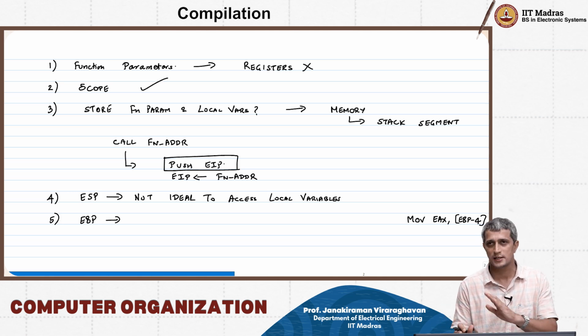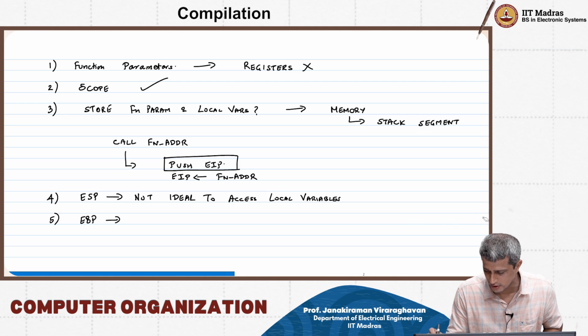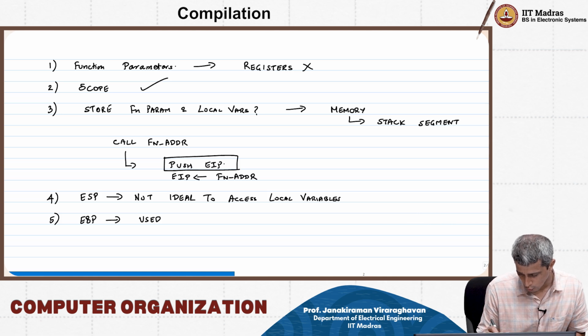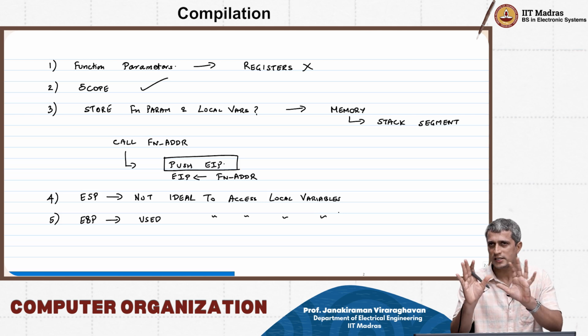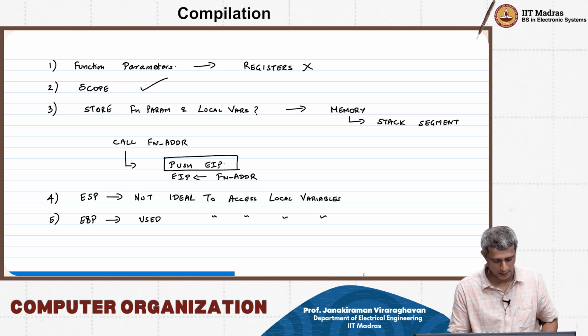EBP by default is associated with the stack segment register, and therefore data will get accessed randomly from the stack and it will go into EAX. So, I want to be able to do such instructions, and therefore EBP is going to be used to access local variables. Okay. So, it will not just be EBP, it will be EBP plus n, EBP minus n kind of thing, right.